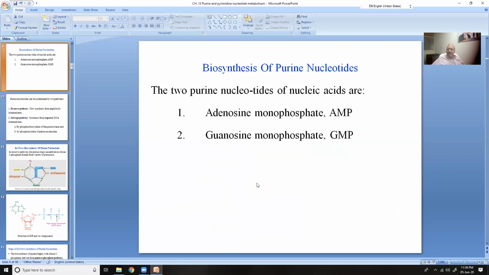If dietary components are not giving us DNA and RNA, how are we getting purines and purine nucleotides? How are we getting the formation of DNA and RNA?